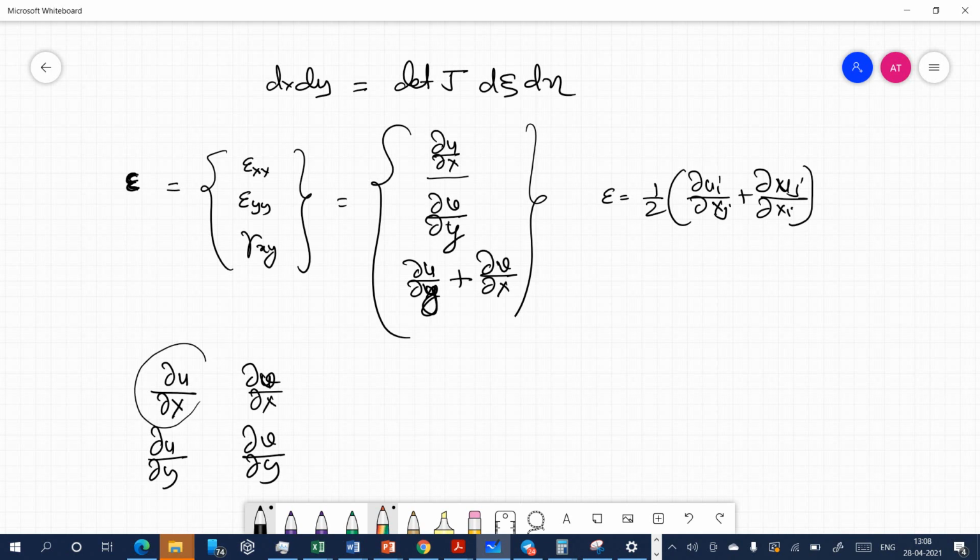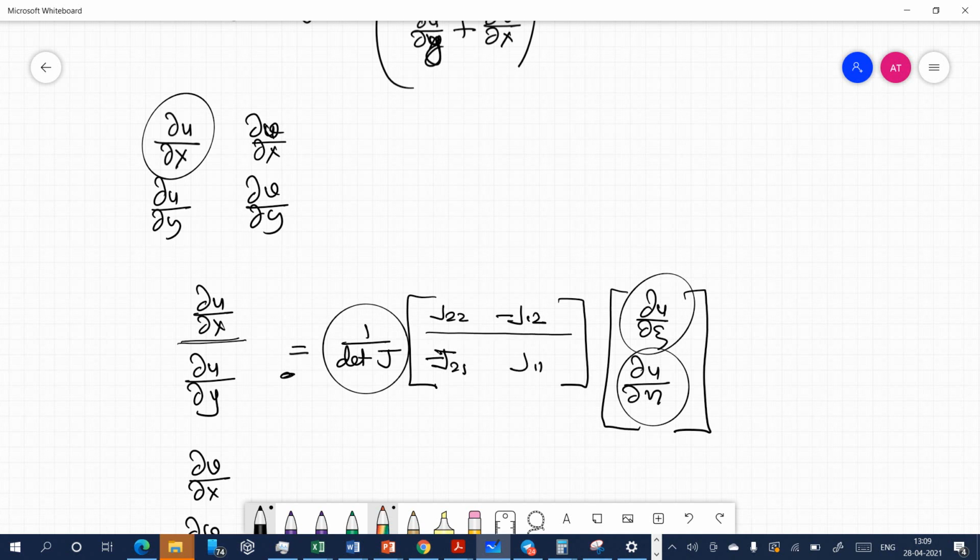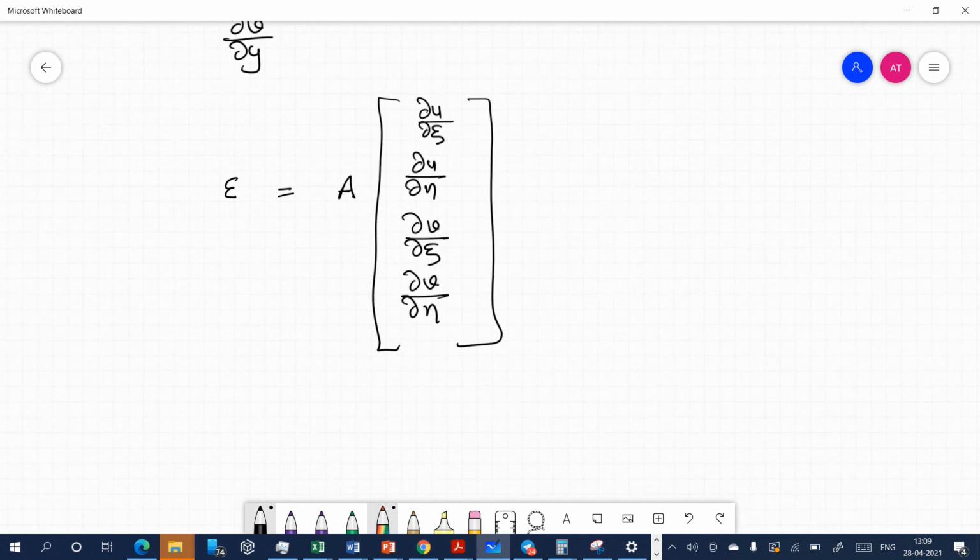Del u by del x has to be found out in terms of del u by del zeta, right? And del u by del eta. So what will be del u by del x? Del u by del x will be 1 by determinant of J, J22 into this plus minus J12 into that, right? So del u by del x will be a function of del u by del zeta as well as del u by del eta, and this is why we have these four partial derivative terms here.